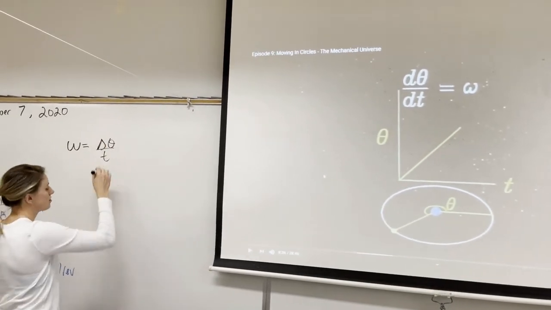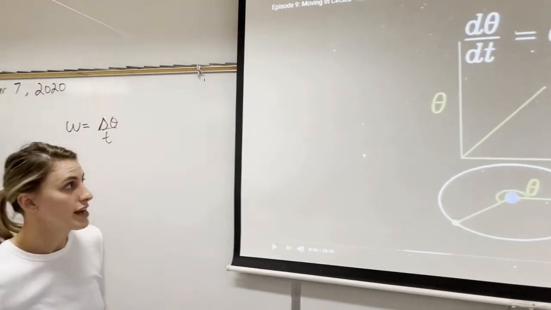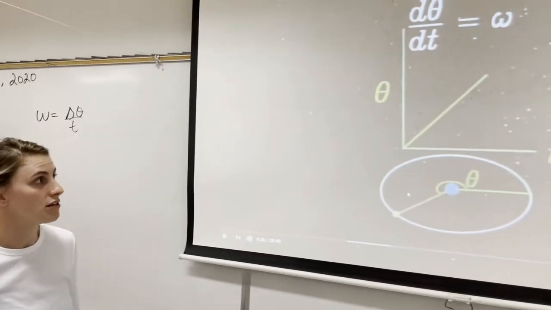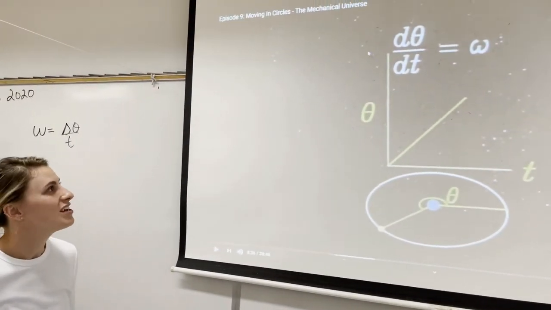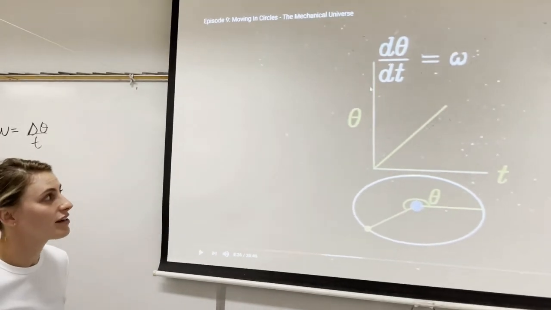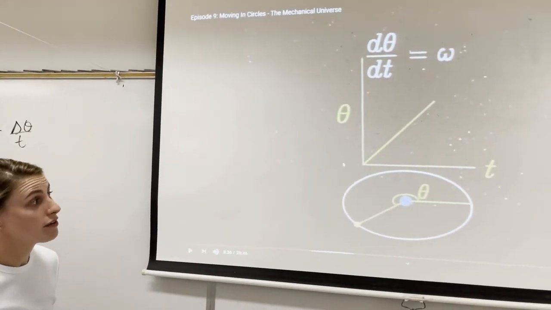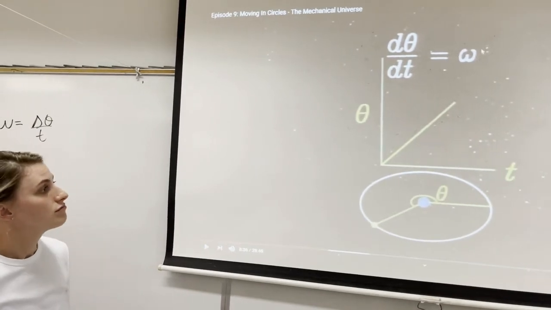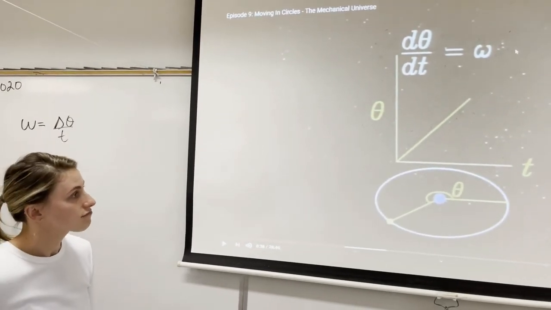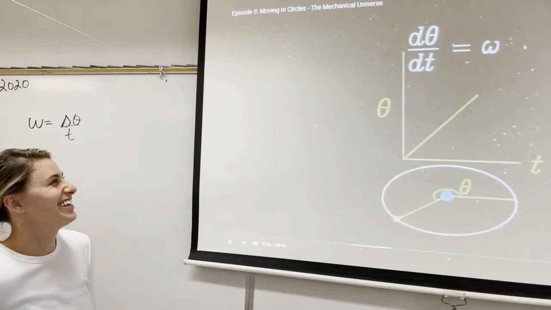The slope is just telling us, in regular linear motion, d over t is velocity. In angular, our angular displacement over time is still velocity, but we just call it angular velocity. It's how fast it's going around. It's exactly the same thing.